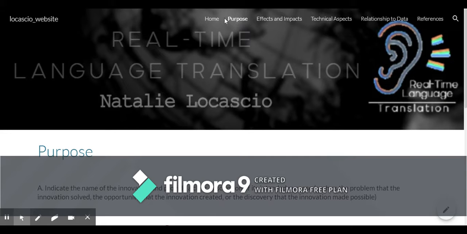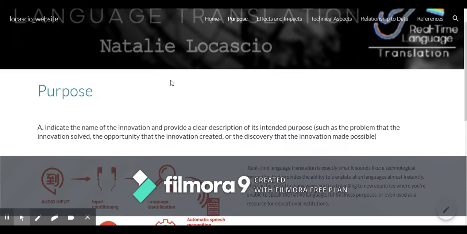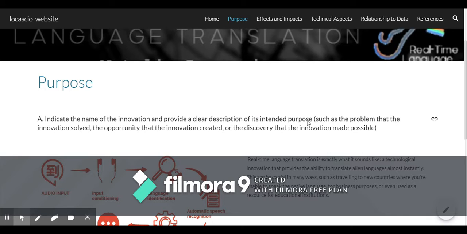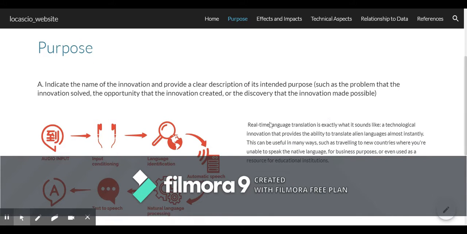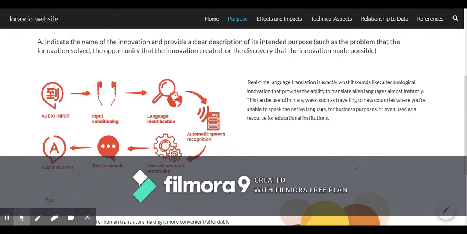Moving over to my purpose page, it asks me to indicate the name of the innovation and provide a clear description of its intent and purpose, which over here, I basically explained that the purpose of my innovation is to ease the process of language translation and make it a more instantaneous tool.